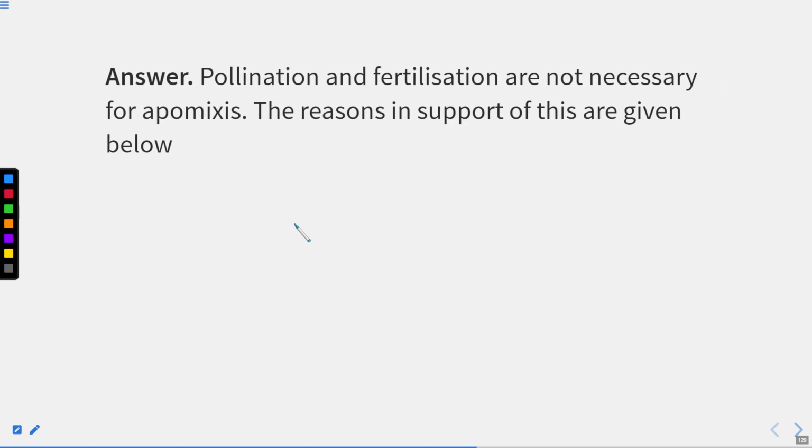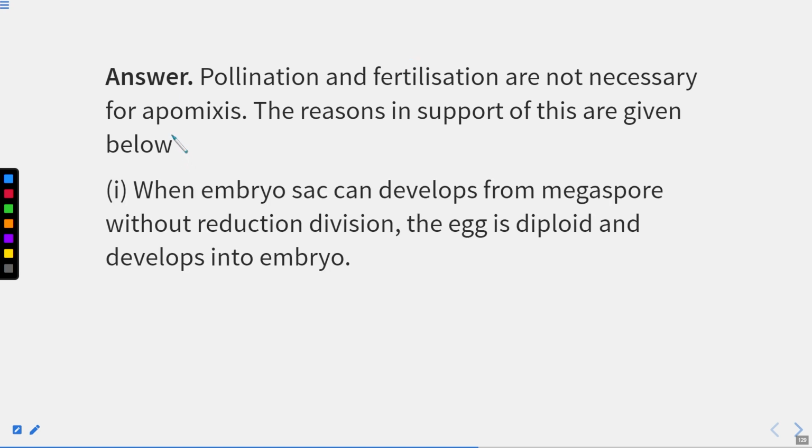Okay, now this is the answer. Pollination and fertilization are not necessary for apomixis. The reasons in support of this are given below. Now let's have a look at the reasons. First one, when the embryo sac develops from the megaspore without the reductional division, meaning without meiosis, there is no meiosis. The egg is diploid, obviously, and it develops into a diploid embryo.